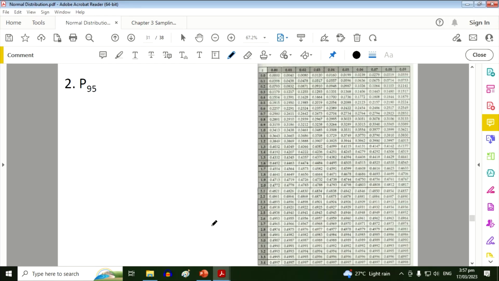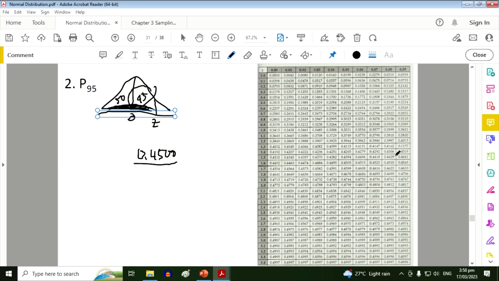Next, P95. Again, draw the normal curve. We have 50% here, and of course our excess is 95 minus 50, which is 45%. So this is now the 95th percentile. Again, the z here is positive since our percentile is greater than 50. Our focus here is 0.45. Let's add two zeros and find 0.45. It's between these two numbers: 0.4495 and 0.4505.